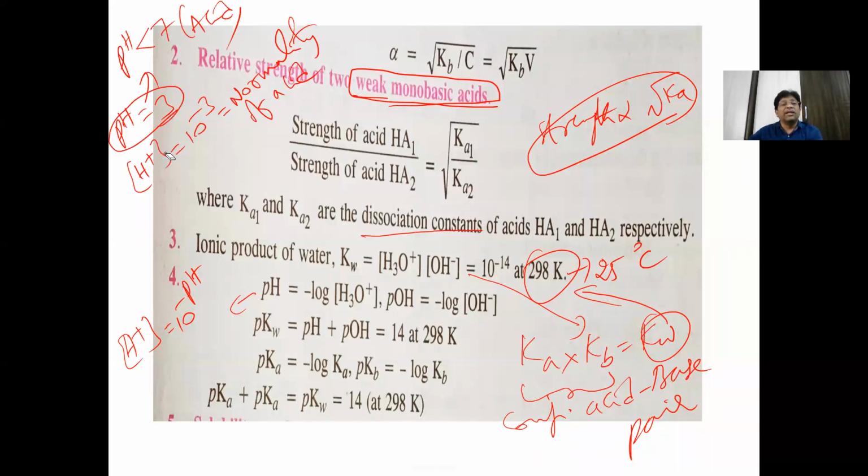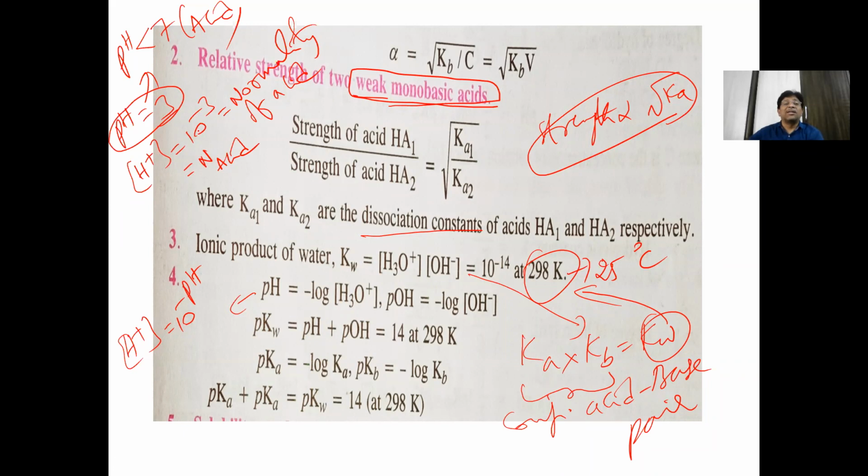Okay. For an acid, H plus ion concentration is 10 power minus 3. The H plus ion concentration of an acid is nothing but the normality of the acid, not the molarity. So the normality of the acid is 10 power minus 3 in this case.